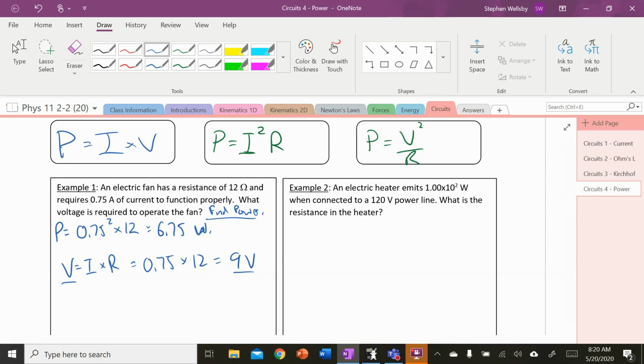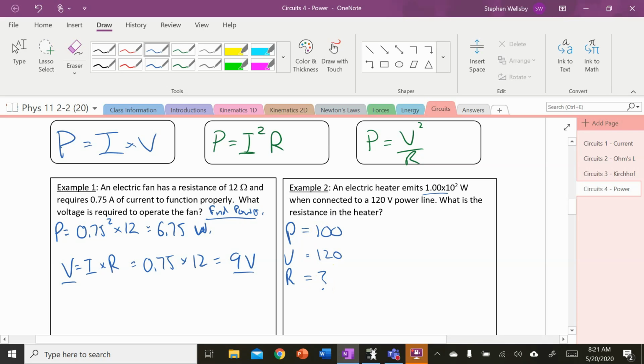Okay, question 2. An electrical heater emits 100 watts, but it's left in this form, so you know it's 3 sig figs. When connected to a 120 volt power supply, or power line, what is the resistance in the heater? So in this case here, we know P, and we also know V, and we're trying to find out R. So this is going to be 100, this is going to be 120, and this is our question here.